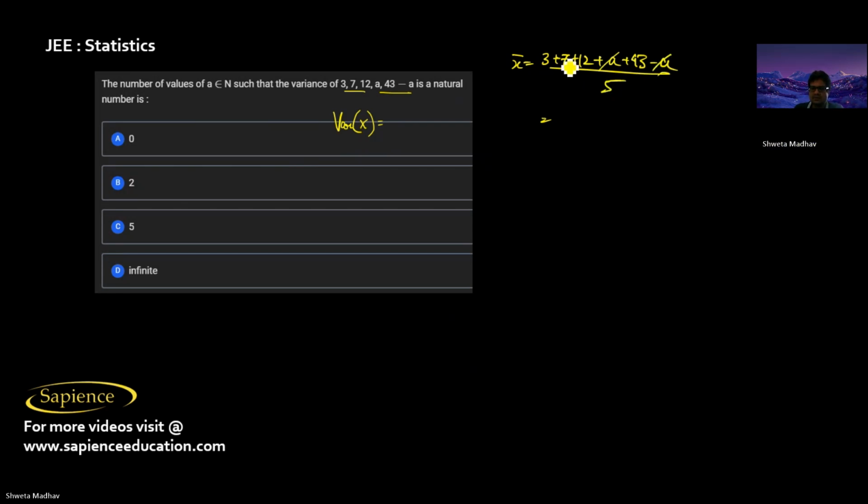3 plus 7, 10, plus 12, that is 22. So 22 plus 43 is 65, divided by 5. So the mean value is 13. So the variance will be the summation of xi minus x bar whole square divided by 5.